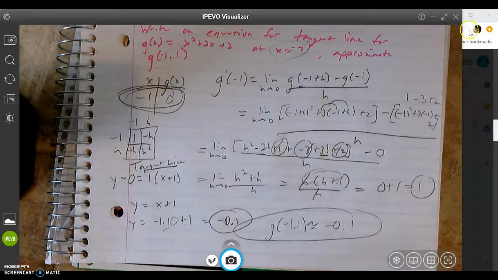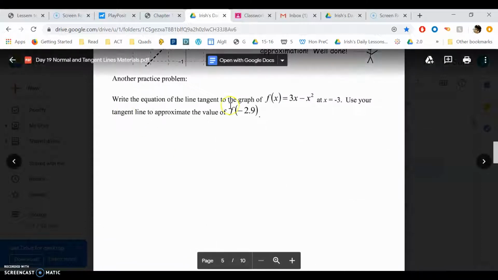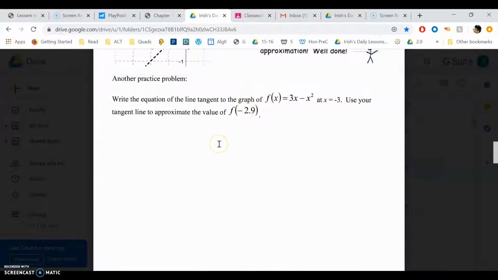Now, what I want you to do is this. I want you to practice one on your own. Right here. So write the equation of this tangent line at -3 and approximate this. The answer will be on the PDF. Check your answer. Make sure you got it.